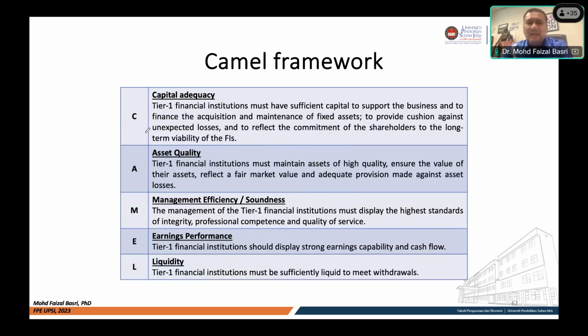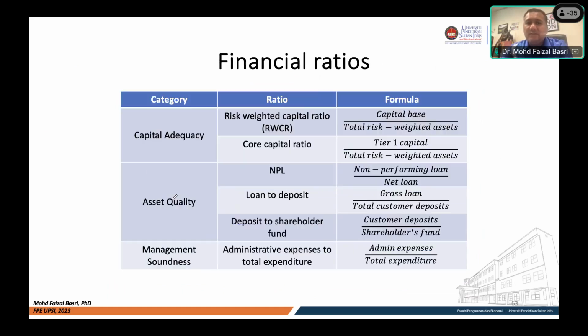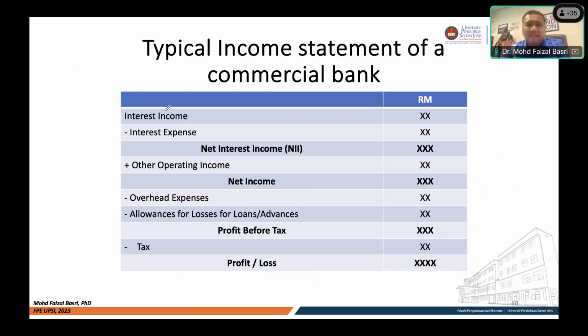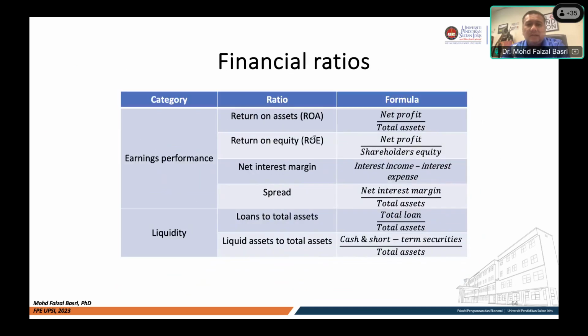Okay, so each element has its own financial ratios. I'm not sure whether this group or the other group asked about one of the ratios, and I noticed something here. When we have interest income minus interest expense, some of the references don't use the word net interest margin. As you saw just now, give me 1 second. Here, interest income minus interest expense is called net interest income. Okay, so technically, interest income minus interest expenses is net interest income.